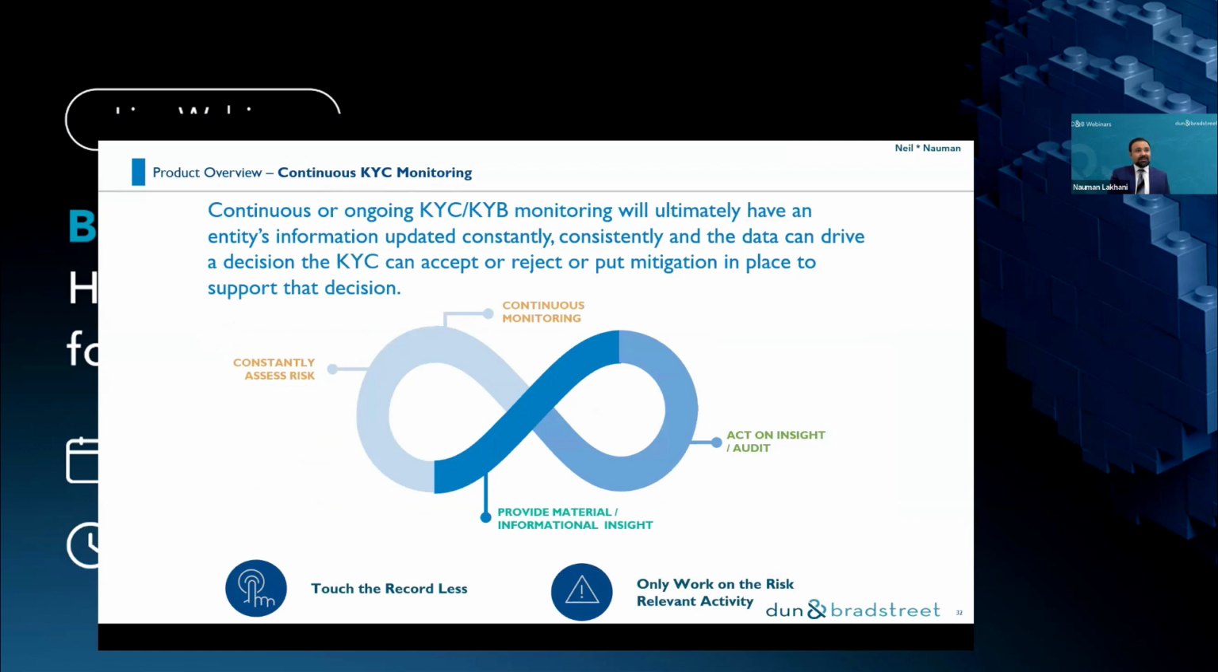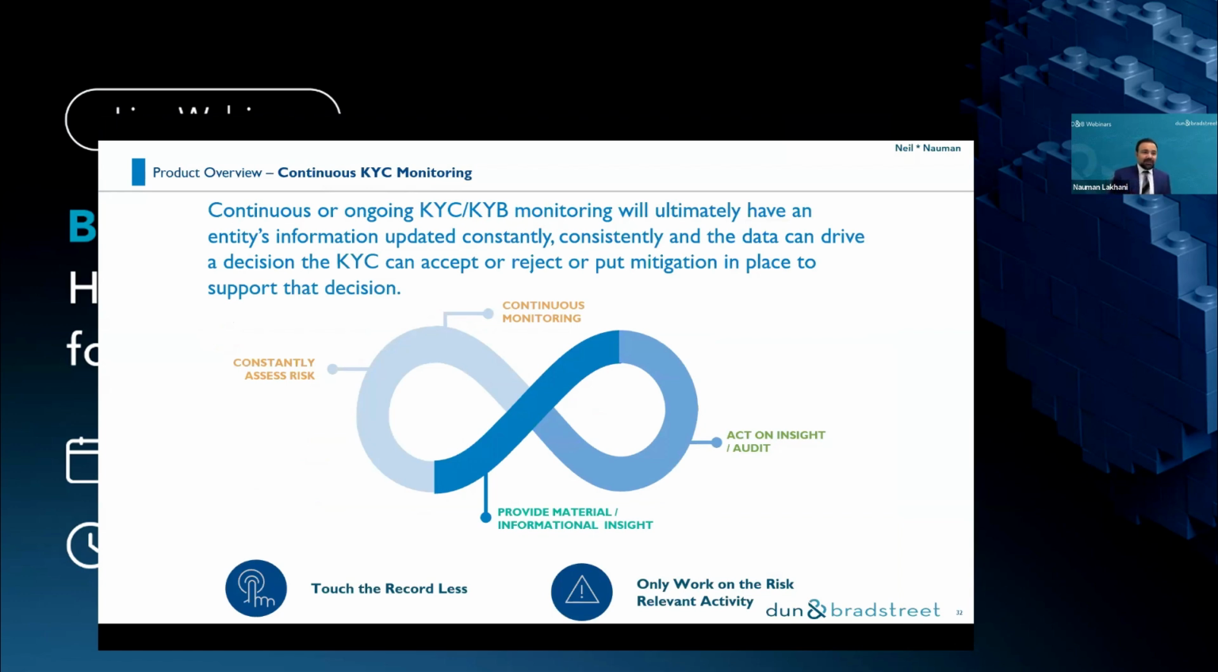So it is continuous monitoring and acting on the insight of the audit or providing material information. So at the end of the day, it is touching fewer records, right? And only working on the riskiest or most relevant activity that needs your attention at the end of the day, because there will be a lot going on. So how do you pick up all of those things?